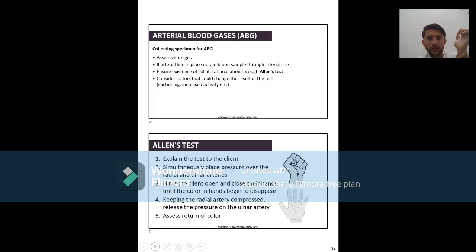First, we will open the ulnar. Ulnar is the inside one, this one. We have to release the ulnar pressure to look for the circulation. If the color returns to pink, it means that the collateral circulation is fine. Then we will remove the pressure from the radial artery and check the collateral circulation. The normal reference range is less than 3 seconds. If it is more than 3 seconds, it means there is some issue with the collateral circulation.